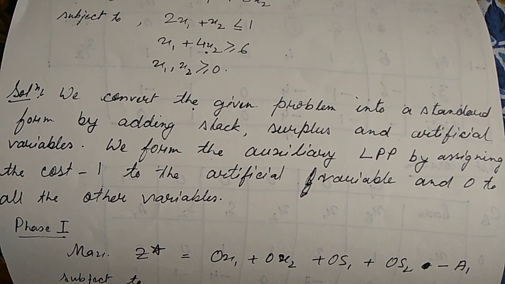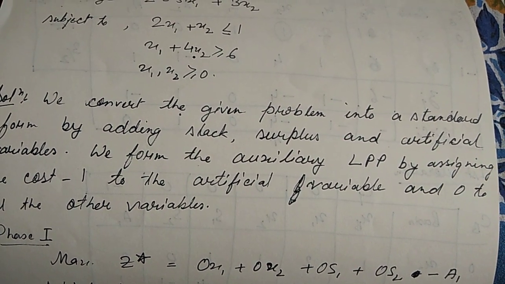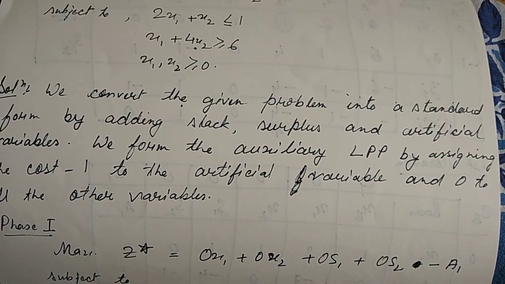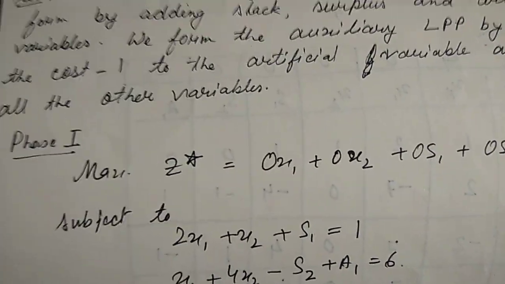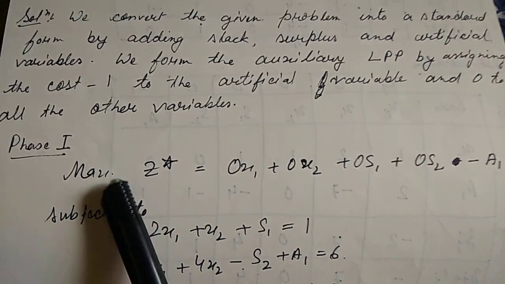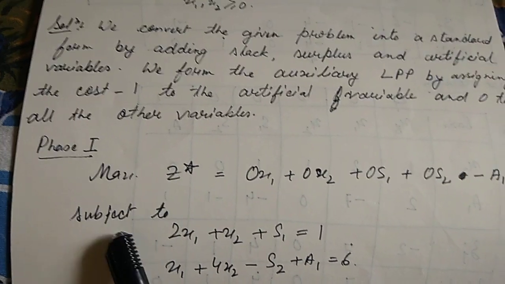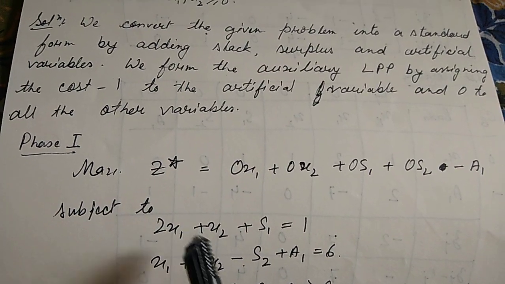What we do in the two-phase simplex method is, in phase 1, let me show you how I have done it, that will be easier for you to understand. I told you not to write the objective function at first, so we will write the constraints first. We give a heading here, phase 1, and we write the constraints first.